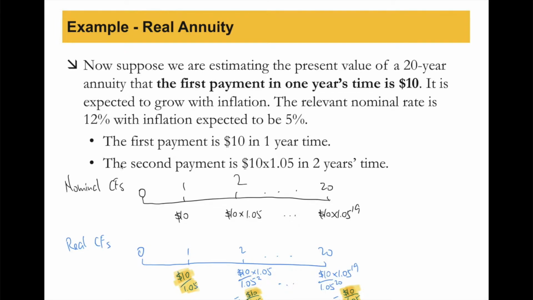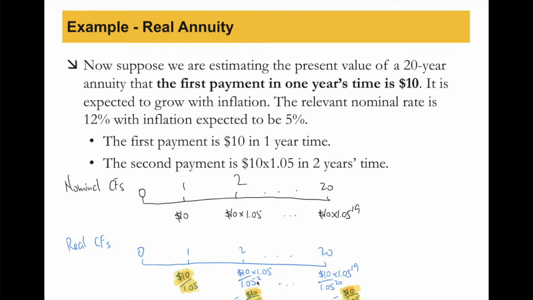But equivalently, you can also think about this in a real term. So the first cash flow will be in 1 year's time, which is $10. If we want to measure what that would be in today's term, we have to deflate it, because we know that the price of the goods would go up by 5%. So $10, if we're trying to measure using today's purchasing power, will be $10 divided by 1.05, so 1 plus inflation rate.